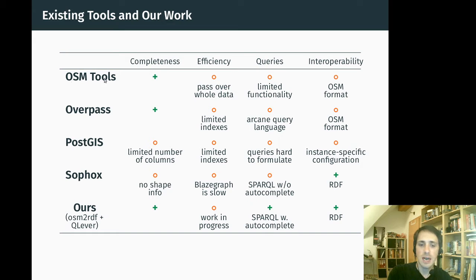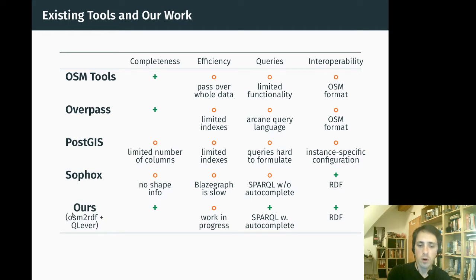Command line tools and libraries to parse and filter OpenStreetMap files, the Overpass API, a Postgres database loaded with OpenStreetMap data using just a standard off-the-shelf import script, and the Sophox project, which generates RDF triples from OpenStreetMap data and loads them into a Blazegraph instance to provide a SPARQL backend.